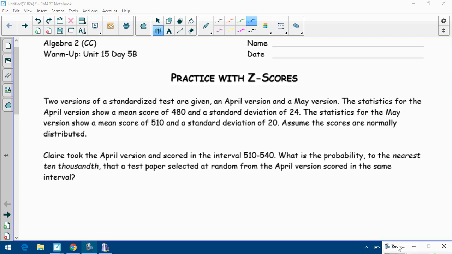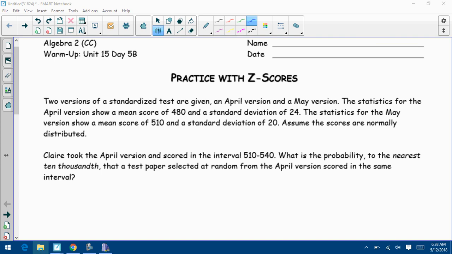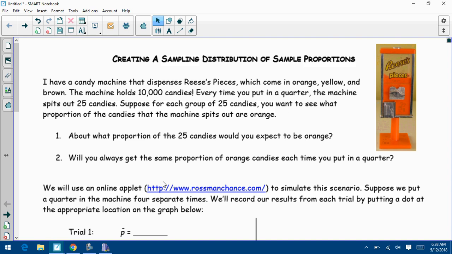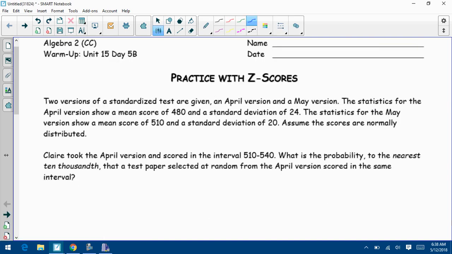All right, this is a video for the second half of Unit 15, Day 5. So hopefully you have two sheets in front of you. The first one should be a warm-up. It's called Practice with Z-Scores. And the second sheet that you need is the notes from yesterday. So we did the first 2 pages yesterday. We're going to be starting on page 3. But first, the warm-up. So this is kind of going back a little bit, practice with Z-Scores.